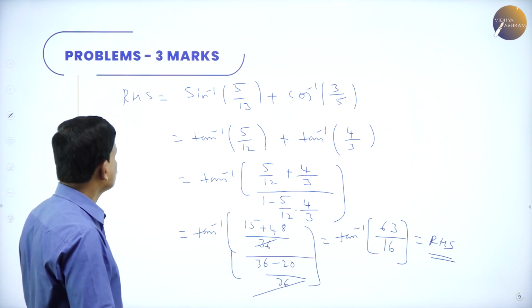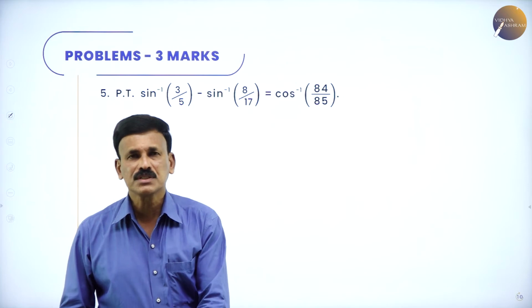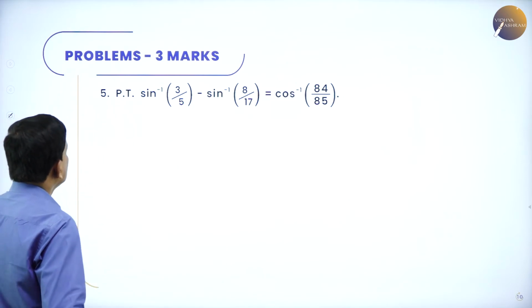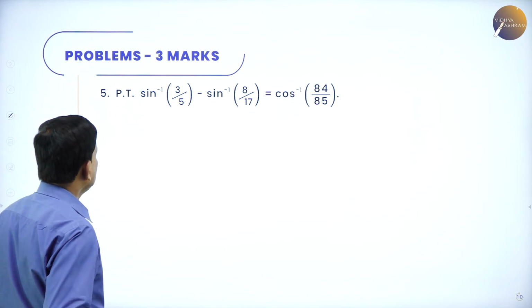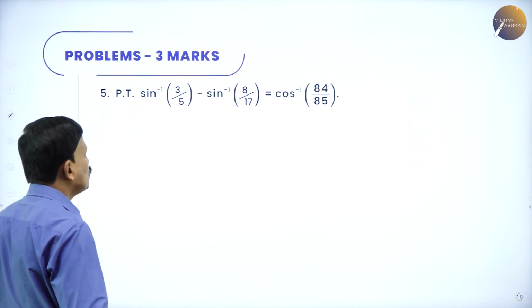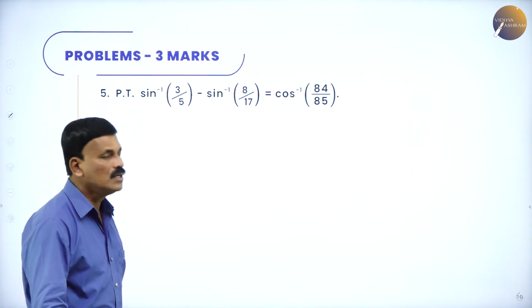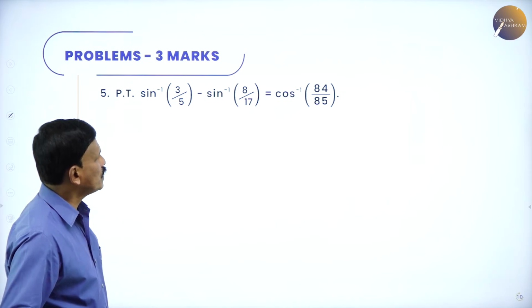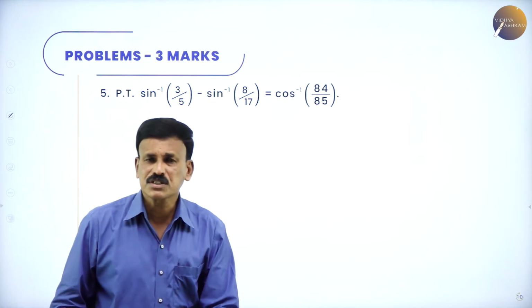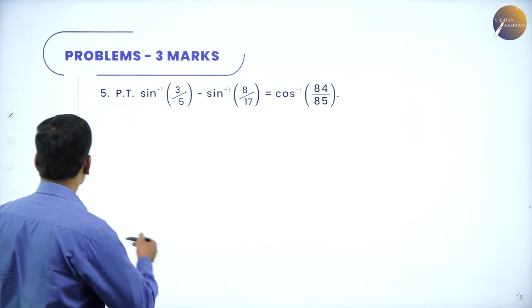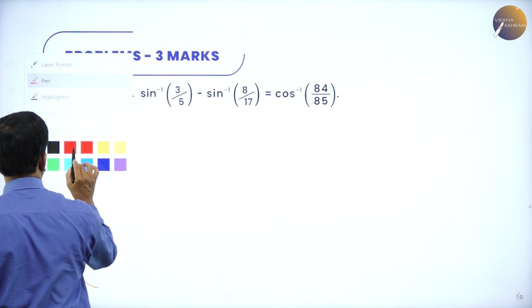Now let us come to the next problem. This is also an important problem. What is the problem given? Sin inverse of 3 by 5 minus sin inverse of 8 by 17 is equal to cos inverse of 84 divided by 85. So this can also be solved using the same concept. Let me come to the problem.